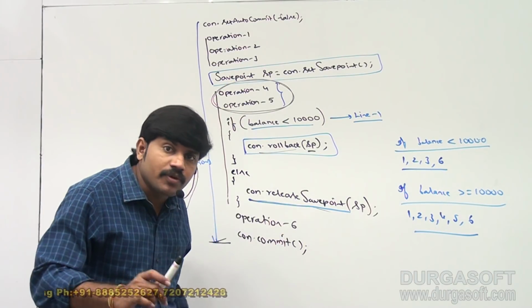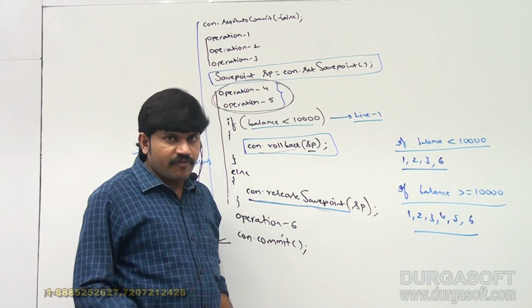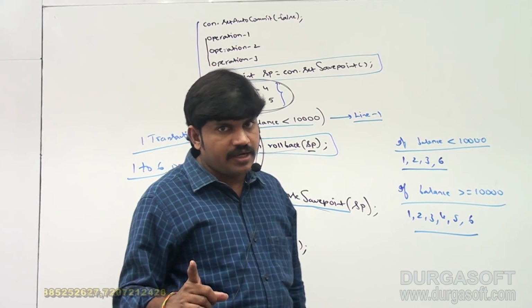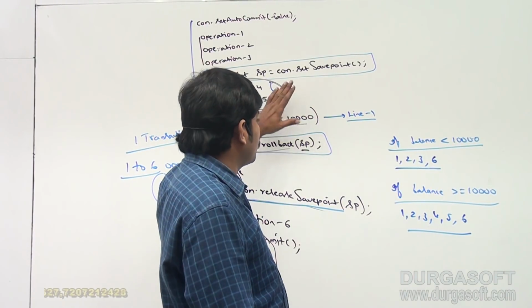4 and 5 by default will be considered. Then 1, 2, 3, 4, 5, and then 6 by default will be performed. Everyone can understand, right? Sir, make sure you people should have clarity about this terminology, right?